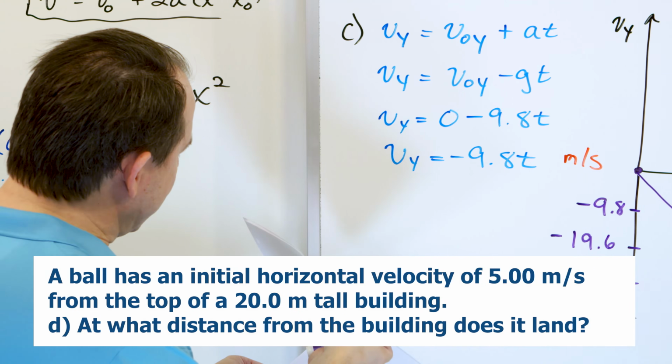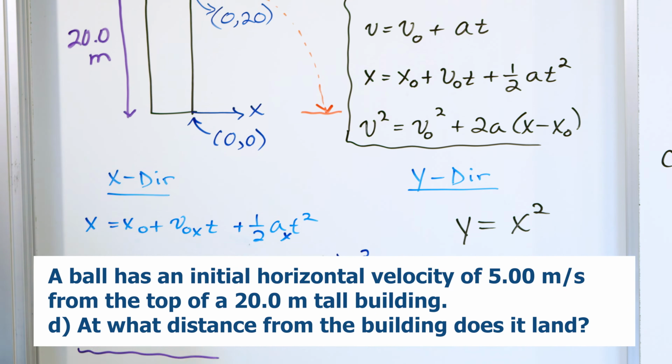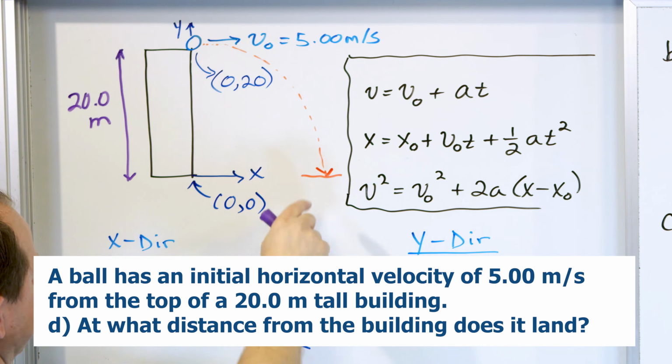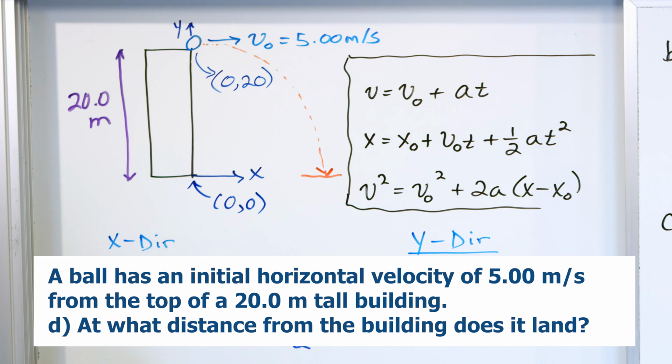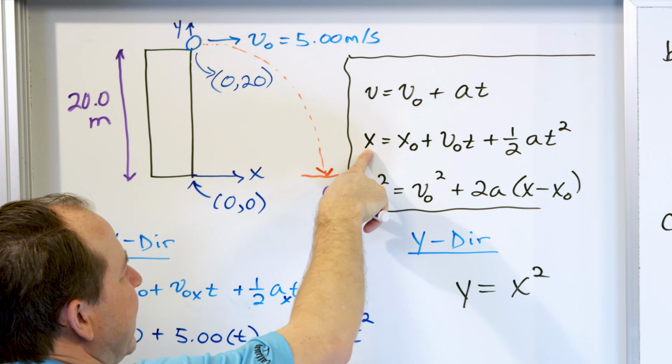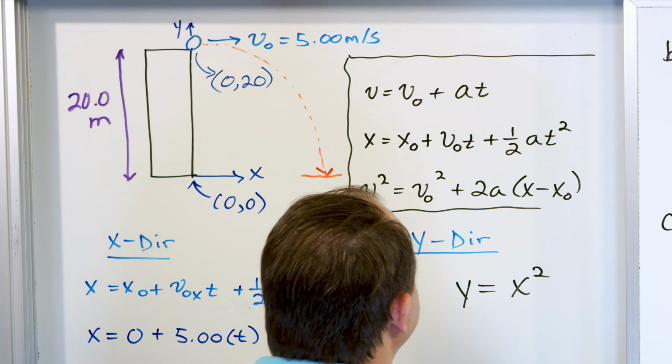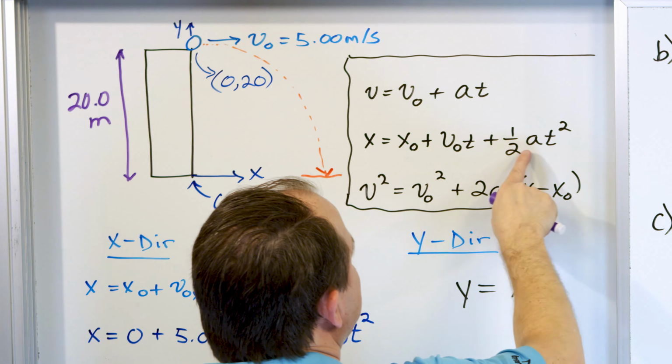All right, part D: at what distance from the foot of the building does the ball land? Now we want to actually calculate how far away it hits the ground. The strategy here is that we want to calculate x, the distance from the building where it lands. So let's try to write an equation for that first. We're going to write this equation of motion down.